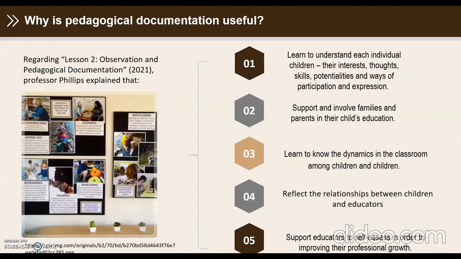Assessing the pedagogical documentation is important as educators gain more information about the pedagogical activities, on teaching patterns, and the children's creative learning processes. So, assessing the documentation gives opportunities to develop and grow so that we can be better educators. As pedagogical documentation makes the learning visible, regarding Lesson 2, Professor Phillips said, when we document children's learning, it becomes easier to track and respond to children's thinking, understanding, strengths, needs, and interests.